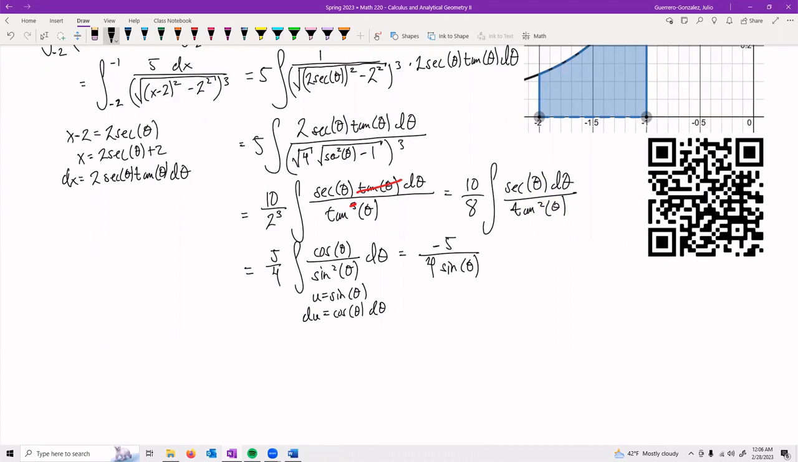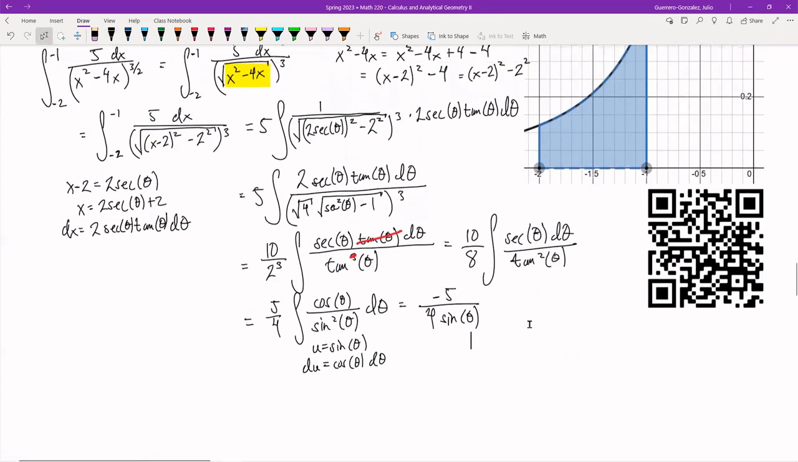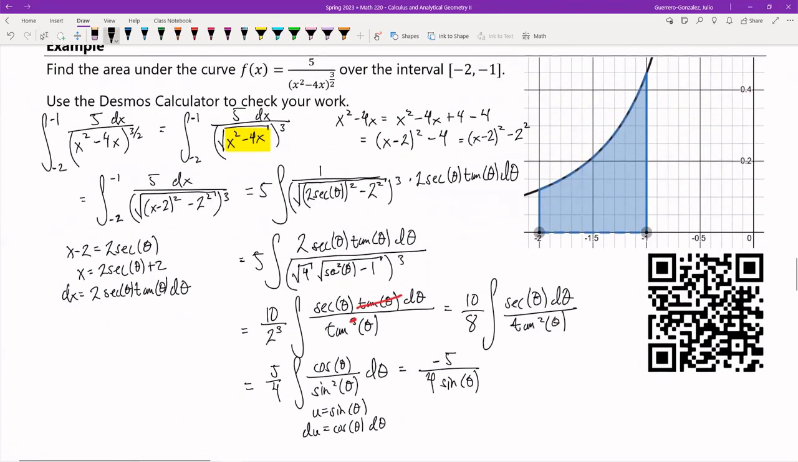Okay, again, go back up to the very beginning of the problem, right? Our function and our integral had x's in it, right? And our final answer down here has thetas in it. So we have to rectify that. We have to bring it back to the x's, right?